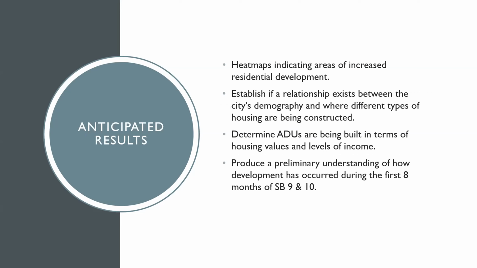As for anticipated results, I haven't generated explicit hypotheses and null hypotheses here, but I intend to create heat maps indicating areas of increased residential development. Regression analysis will test whether a relationship exists between the city's demography and where different types and classes of housing are being developed. The presence or absence of which may help inform how more equitable housing distribution may be achieved. Regression analysis applied to ADUs will seek to understand how ADUs fit within economic trends in the city and the types of homeowners who are using ADUs as supplemental income.